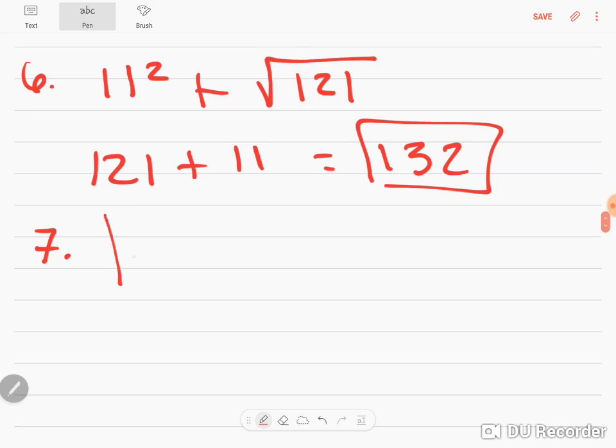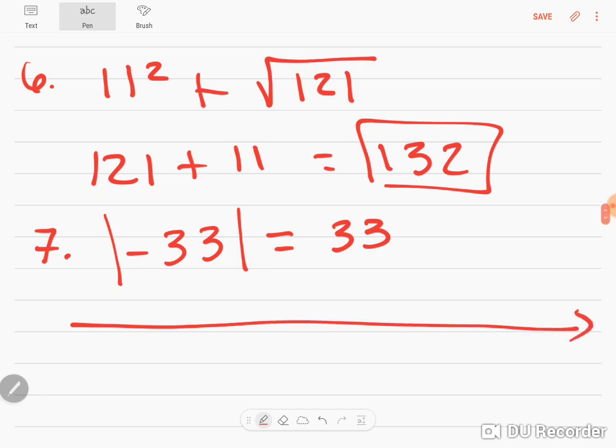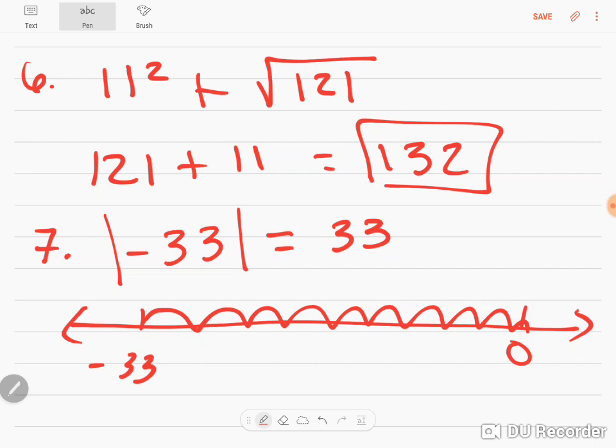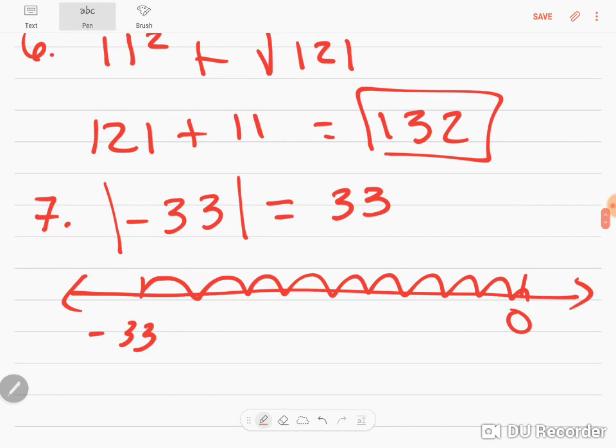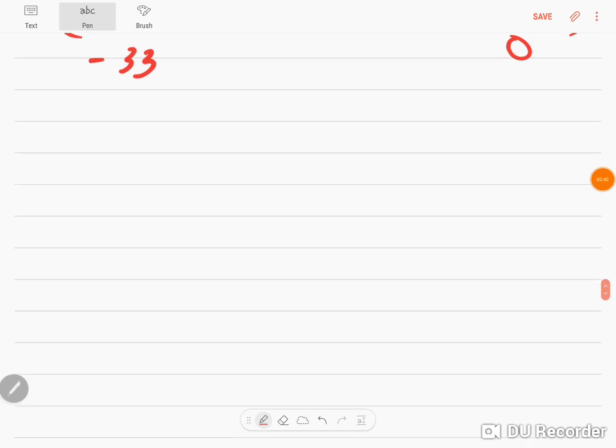Number 7 says the absolute value of negative 33. The absolute value of negative 33 is 33. What that is saying is from a number line, we have 0 and we go back to negative 33. It will take us 33 places to get back to 0. That's why absolute value is always a positive number, because it is just asking us how many places does it take for us to get to that number.